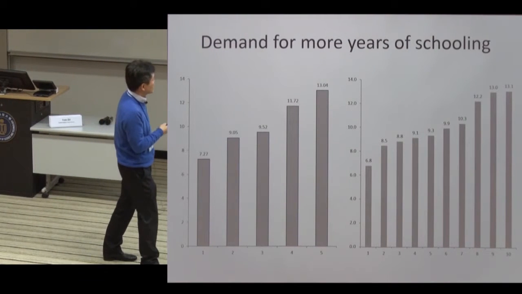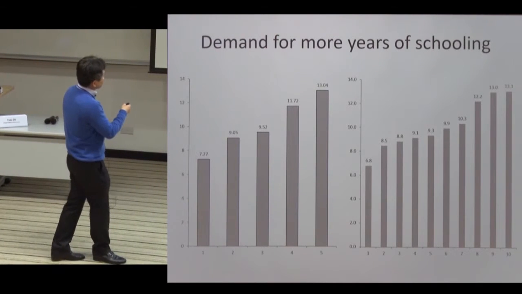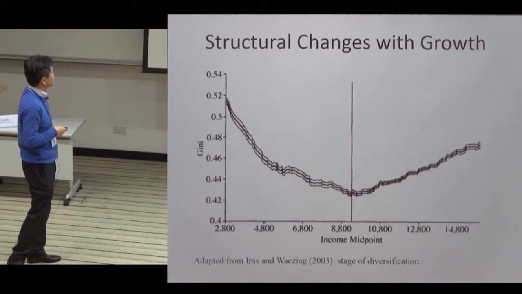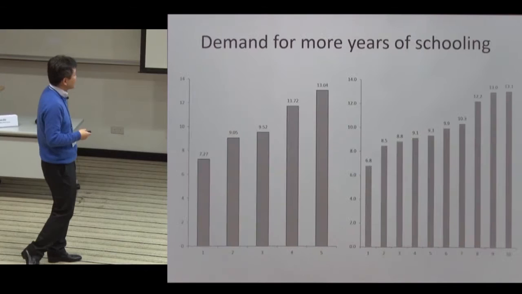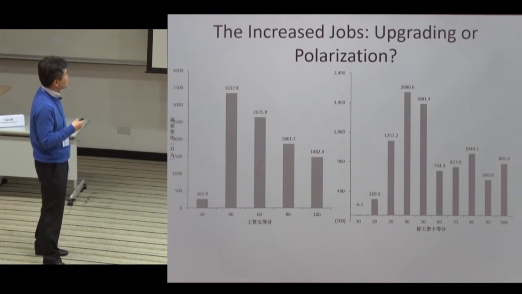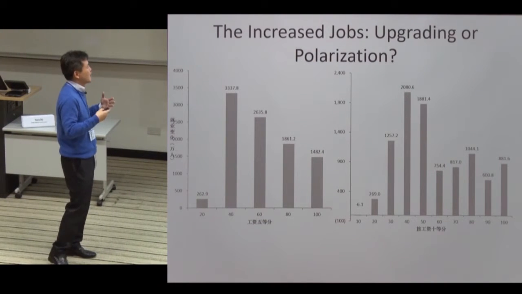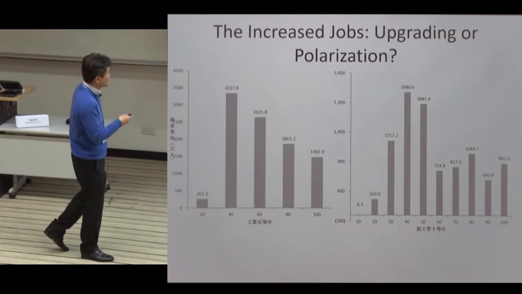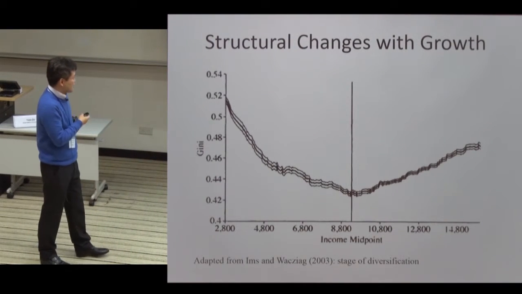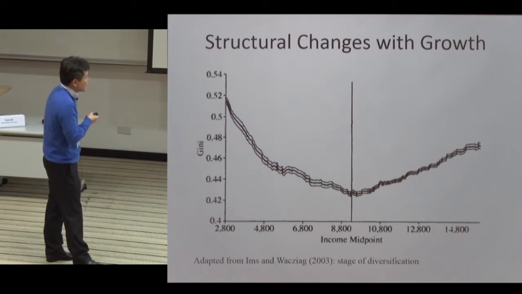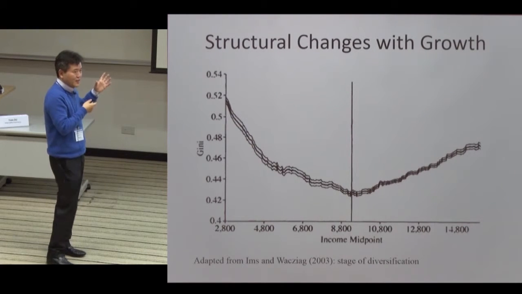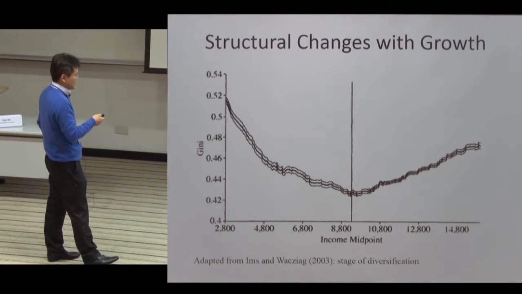And if you look at the education of each quintile, we also see that more advanced jobs have more years of schooling. This picture shows that the structural change in the labor market follows a pattern of upgrading jobs, not polarization like in other labor markets. Also, there are observations across countries that with economic development, jobs first specialize and then diversify at the middle income stage.